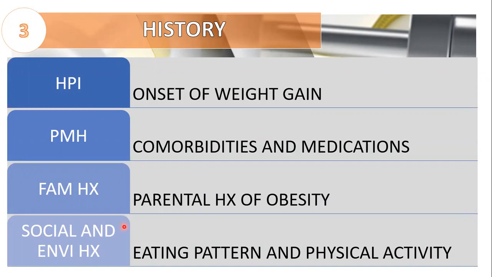Social and environmental history is of important value. Here we can assess the eating pattern and physical activity of the patient. We could pinpoint unhealthy lifestyle that could lead to the development of obesity, like unhealthy diet, sedentary living, and even excessive alcohol consumption.